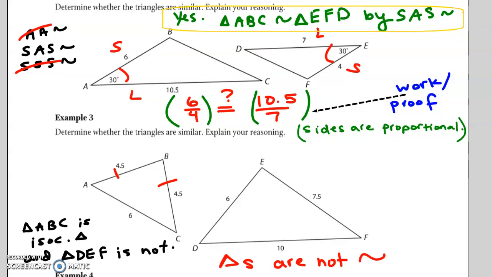However, not the case in example 3. One thing I really notice in triangle ABC is it's an isosceles triangle. Two of the sides are congruent. That is not the case in this larger triangle. So in all honesty, I can quickly disprove that the triangles are similar. Triangle ABC is isosceles, triangle DEF is not isosceles. There's no way all three sets of corresponding sides are going to be proportional or have the same scale factor.